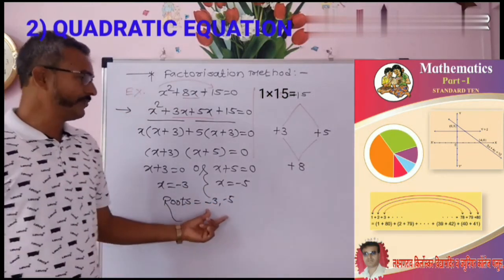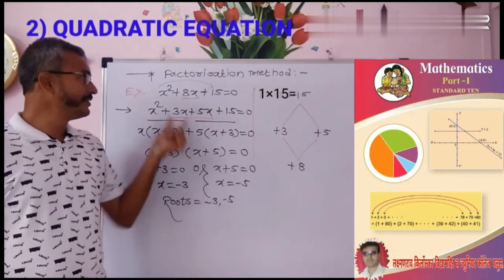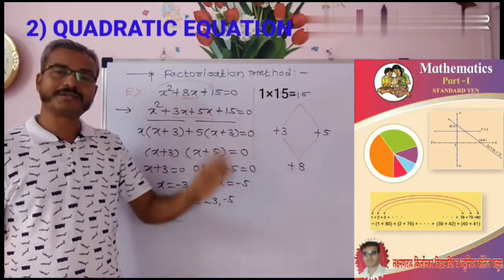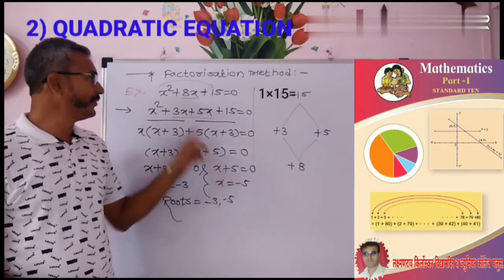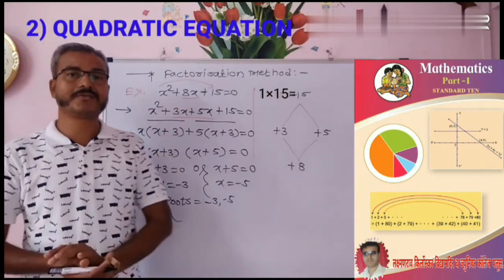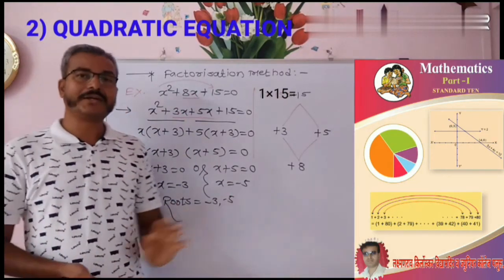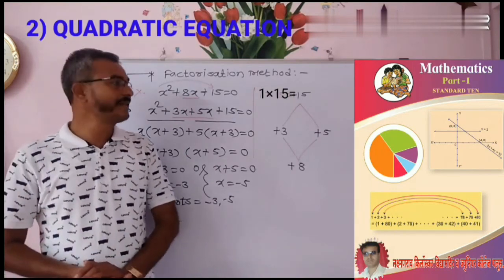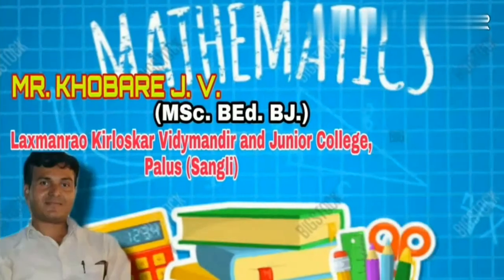So these are the roots of the equation. Roots means that if we put this value in this equation, then the quadratic equation will be satisfied. Similarly, if we put minus 5 in this equation, then also this quadratic equation will be satisfied. Hence, minus 3 and minus 5 are the roots of the given quadratic equation. This is called the factorization method. Okay.